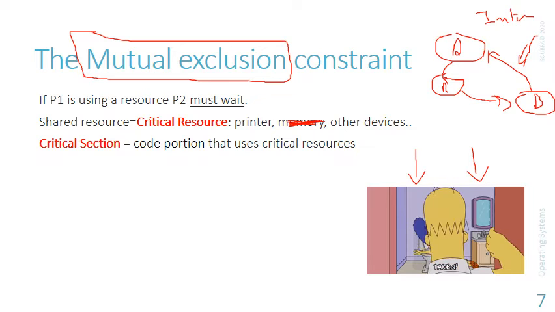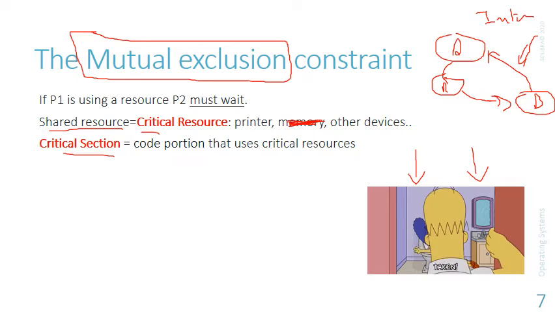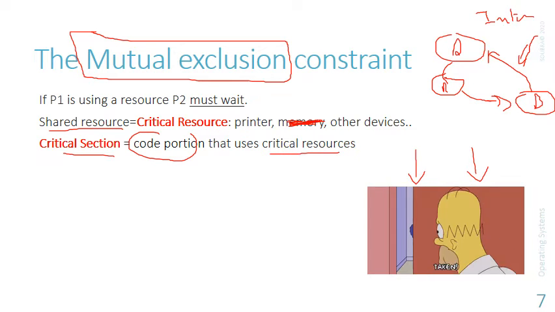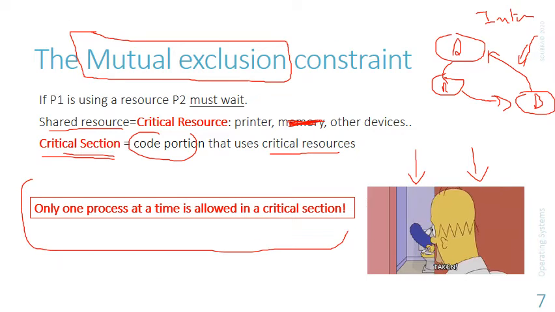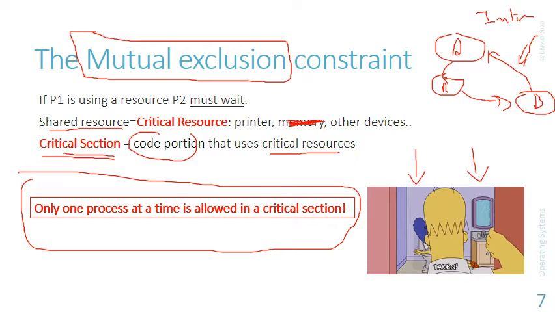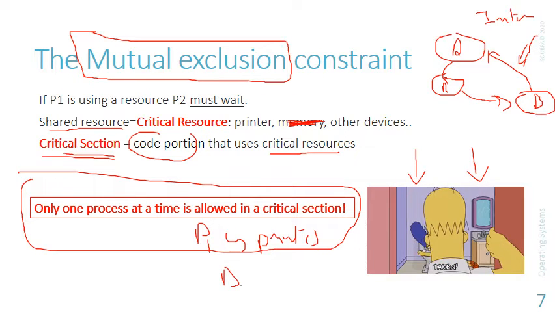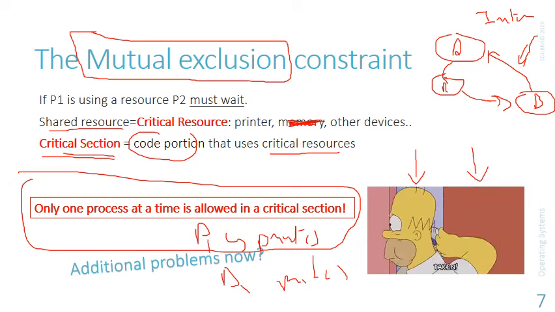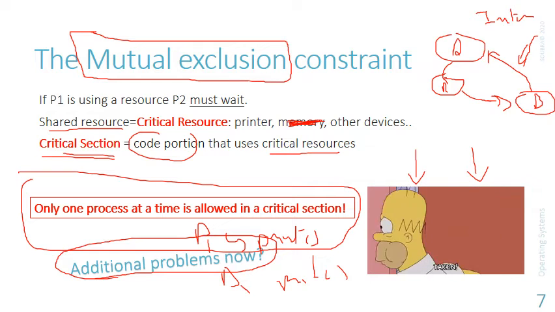Now, we've noticed that in order to use the resource, well, there was an instruction in the code. So the code portion that is meant to use the critical resource, we're going to call it a critical section, right? And hence the conclusion of that slide, that only one process at a time is allowed in its critical section. So P1 should be unable to get to the print statement if P2 is currently in its print statement. Right? So we can start imagining problems that might stem from that.